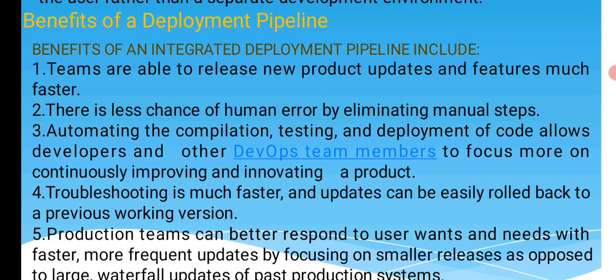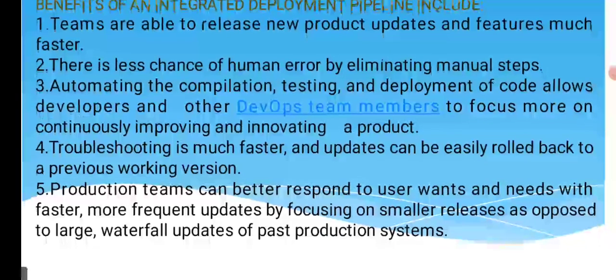The benefits of deployment pipeline. The first one is teams are able to release new product updates and features much faster. There is less chance of human error by eliminating manual steps. Automating the compilation, testing and deployment of code allows developers and other DevOps team members to focus more on continuously improving and innovating a product.